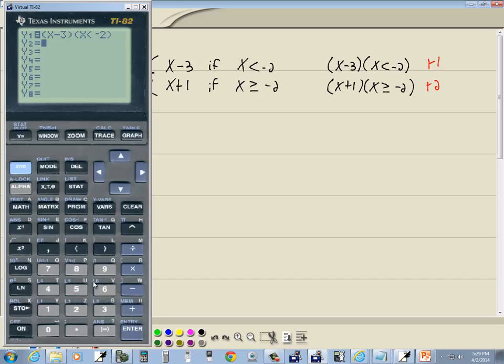I'll go down to y2, and I'll put my beginning parentheses, x plus 1, closing parentheses, and then beginning parentheses, x is greater than or equal to negative 2. So x, and then my test menu, second math, greater than or equal to is 4, and then I put in negative 2, and closing parentheses, and then graph.